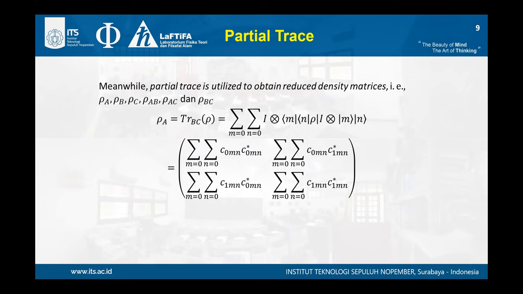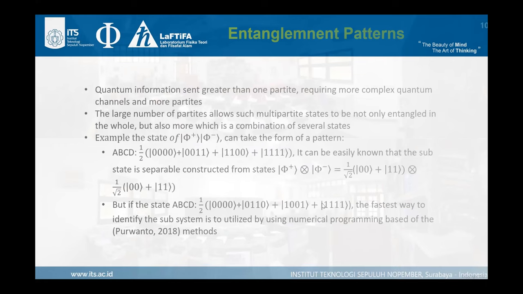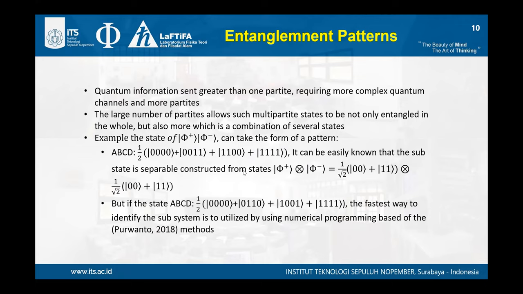For example, to calculate the density matrix of particle A, we cancel the BC by tracing BC. We have this one. For example, we have four qubits, because the degree of freedom is 0 and 1, only 0 and 1. And this state, maybe ket V, I forgot to write the ket V here. This is half ket 0000 and so on.